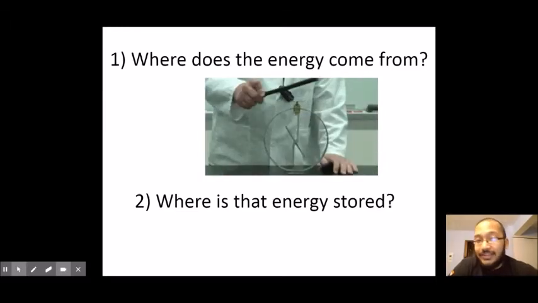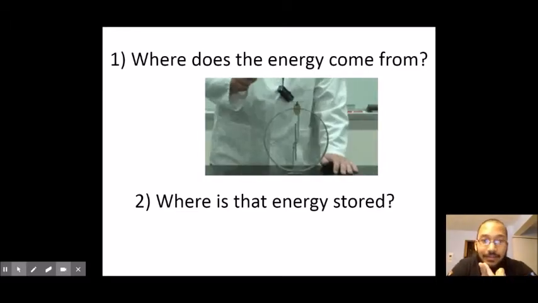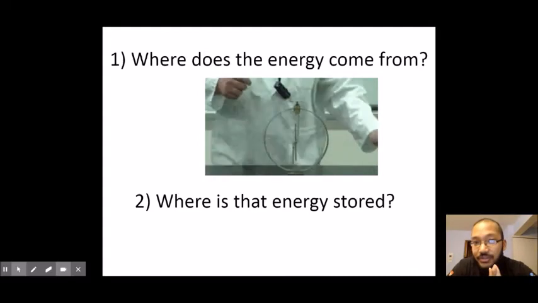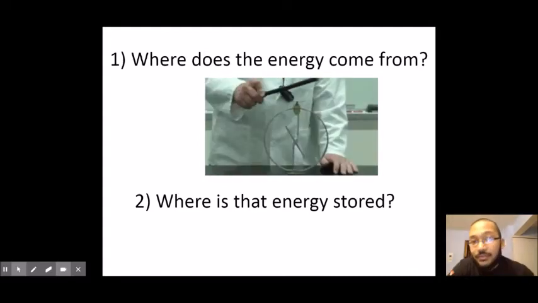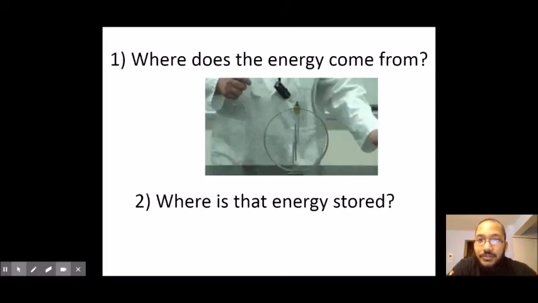You might have guessed it. It's not kinetic energy. It's not gravitational potential energy. It's not thermal, and it's not rotational. It's something new. It's something different. It is electric potential energy.